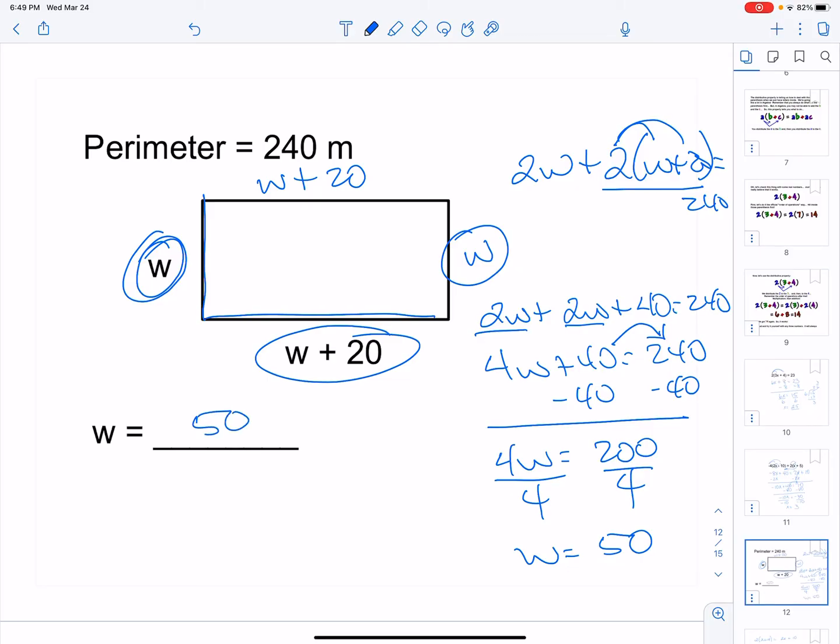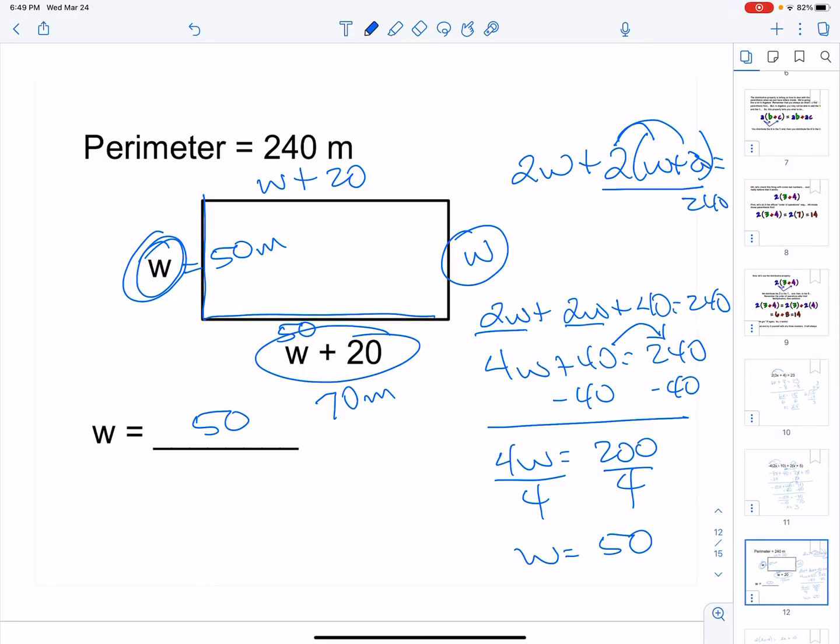Now, once I know that that's 50, I could then find this side, which would be 50 meters. And I could also find this side right here by plugging in 50, and I find out that this is equal to 70 meters. And that's an application of solving equations with the distributive property.